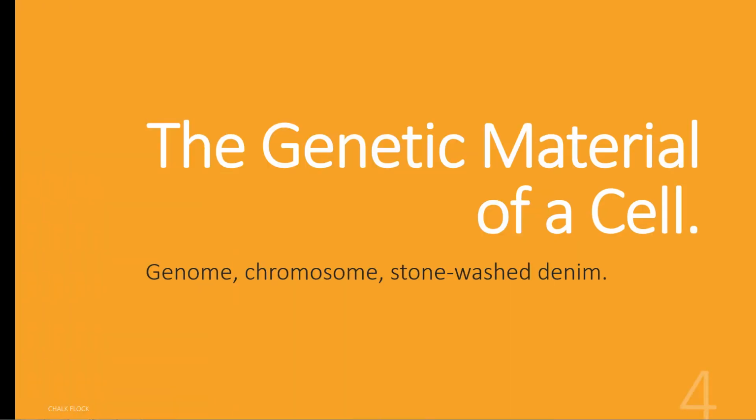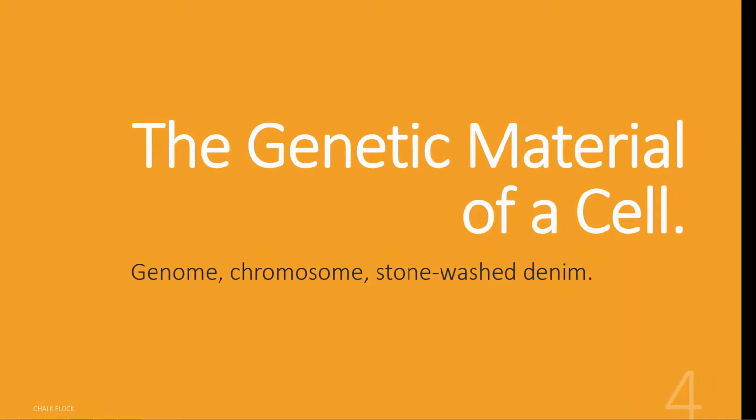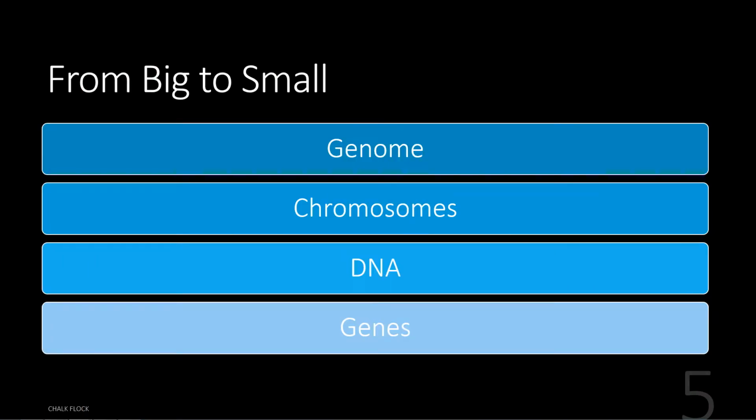So now that we've got a base idea of what a cell is, we want to look at the genetic material of a cell. This is all the stuff that's inside of the nucleus. So it's inside the genetic material, you'd expect genes, and you'd be right.